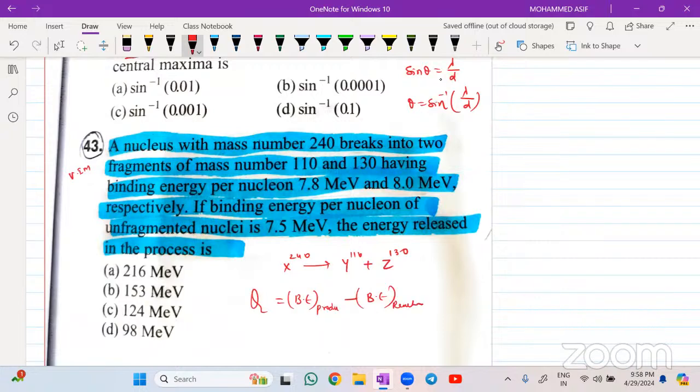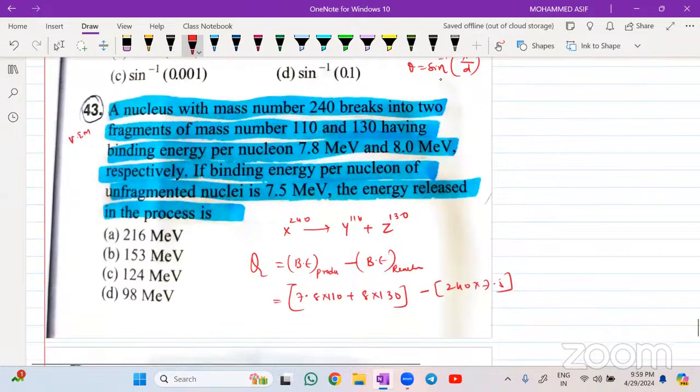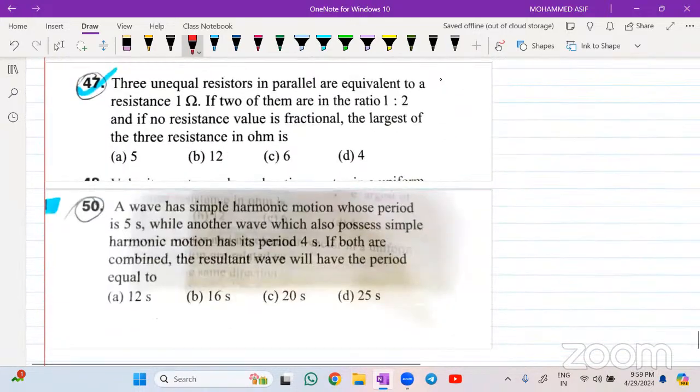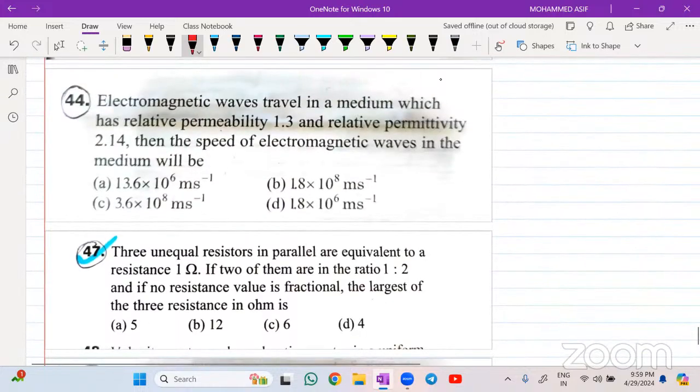minus binding energy of your reactant. ये फॉर्मूला है अपना. So binding energy का तो फॉर्मूला आप लोग को मालूम है. Binding energy per nucleon, that is 7.8 into your 110 plus next one is 8 into your 130 minus reactant, that is 240 into 7.5, isn't it? अब इसको simplify कर लो, that will give me the answer. I am leaving the calculation for you. 44 भी आप लोग कर सकते हैं, एक बार ट्राई कर लीजिए. Go through the formula and try to do it.